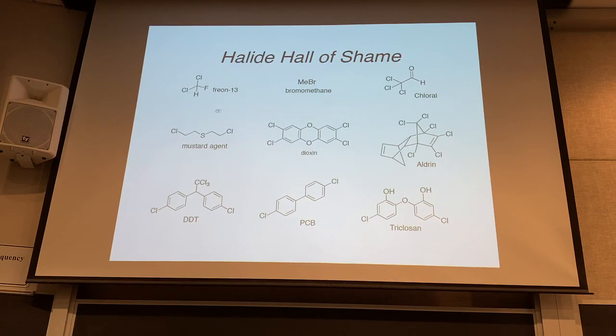Mustard agent, the chemical warfare agent from World War I. Nasty stuff. Dioxin, a toxin that comes out of the paper pulping process that's released in rivers and streams and causes a lot of environmental damage there. Aldrin is a pesticide material. It's been banned. PCC, DDT, PCB, sorry.